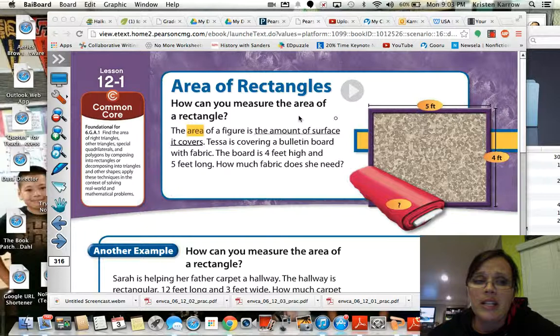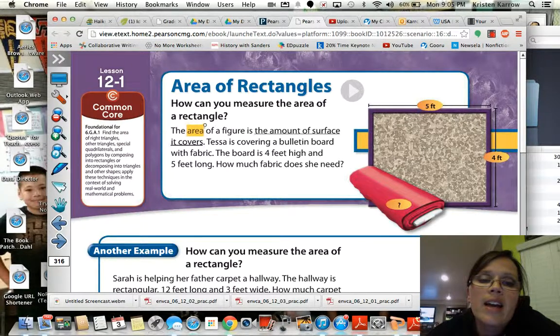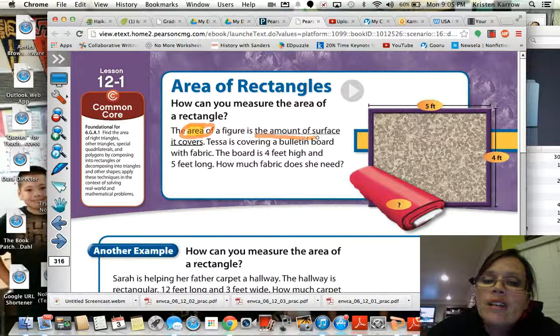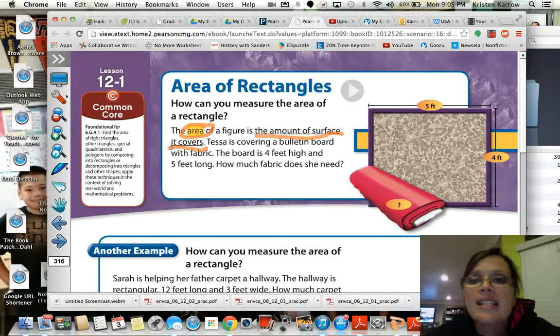And I'm looking at 12-1 and it's titled Area of Rectangles, the title of your notes. The question is, how can you measure the area of a rectangle? So first we have to know what area is. In your 2-column notes on the left-hand side, you are going to write the word area. And this should be reviewed from 5th grade, where you learned that area is the amount of surface a figure covers.